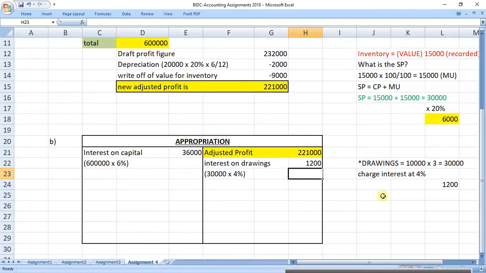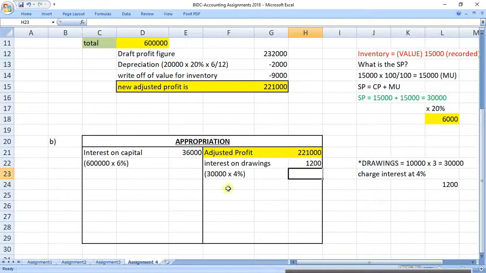Is that right? Okay. What's next? Each partner is to take drawings. Okay, so we just did that. Norman is to receive a salary of 1,000 per month. Okay, so per month, that's times 12.